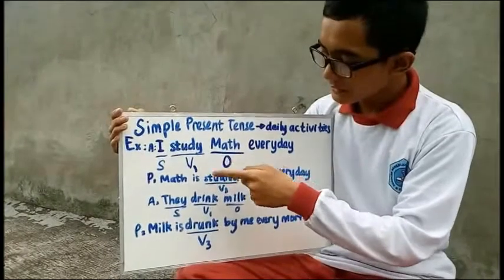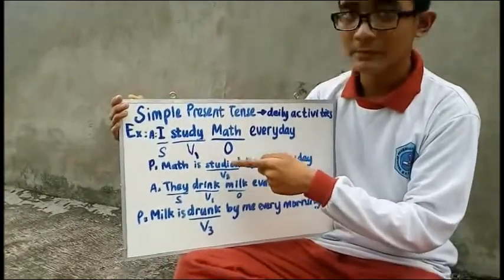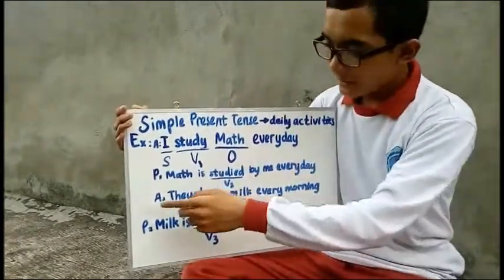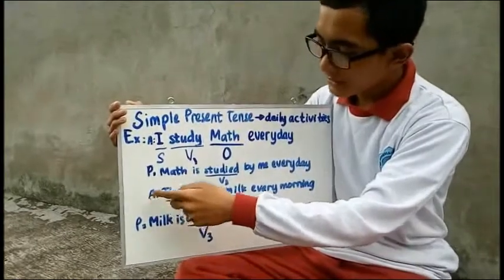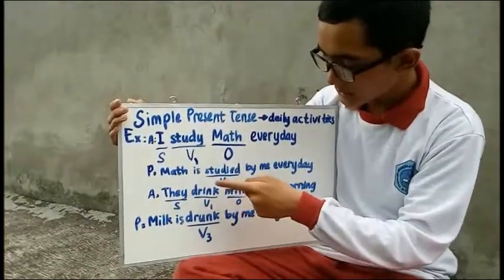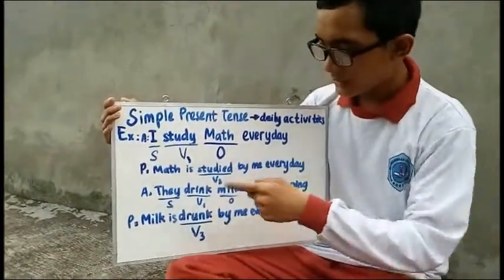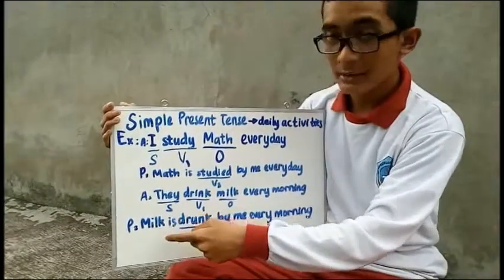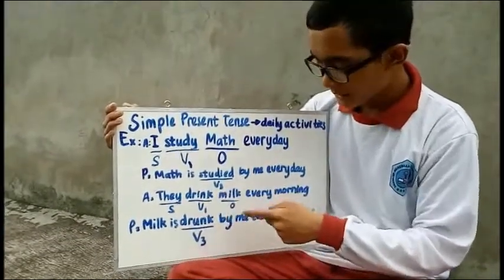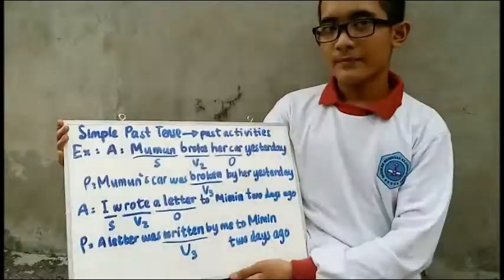For the passive voice, we use the verb 3. And the second example is active: they drink milk every morning. And the passive voice is: milk is drunk by them every morning.